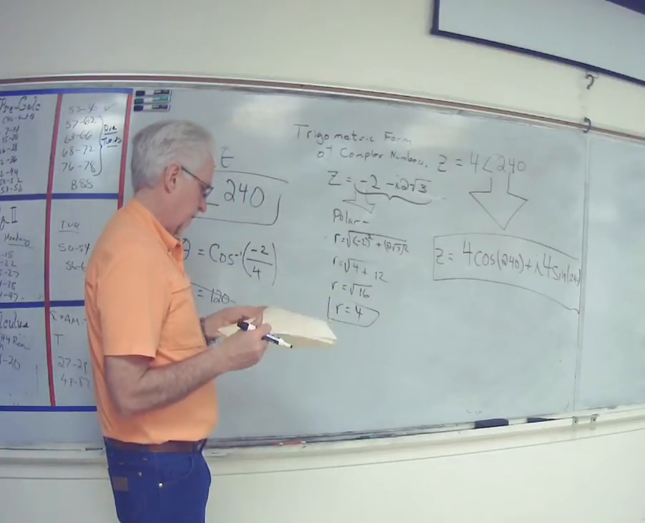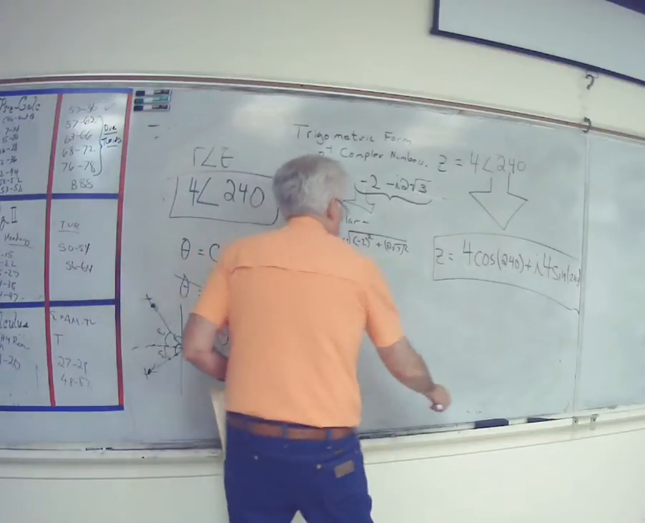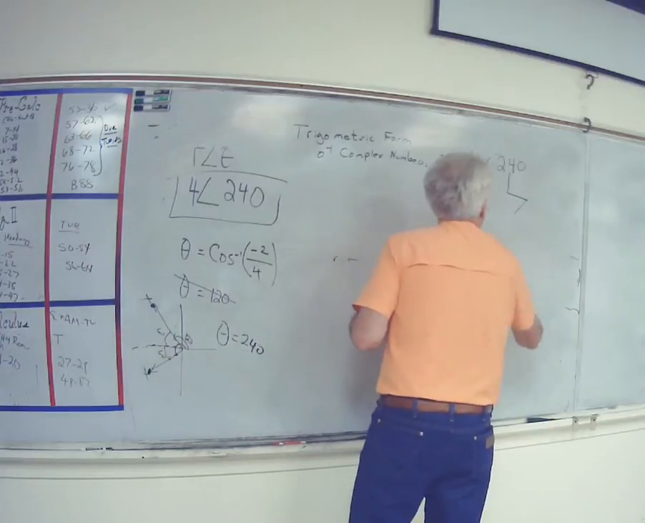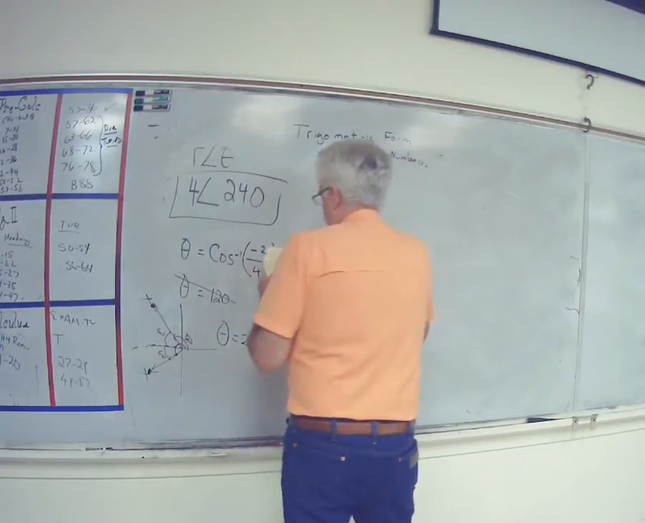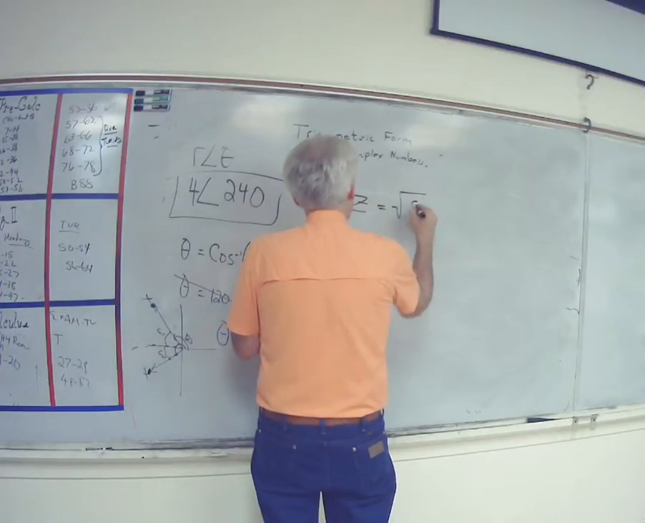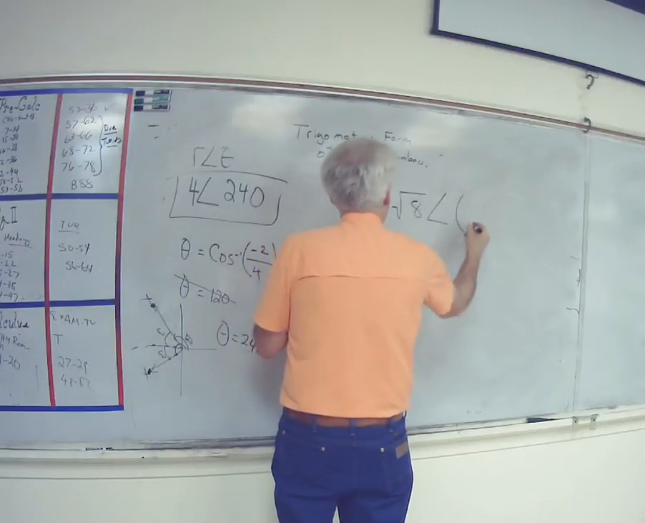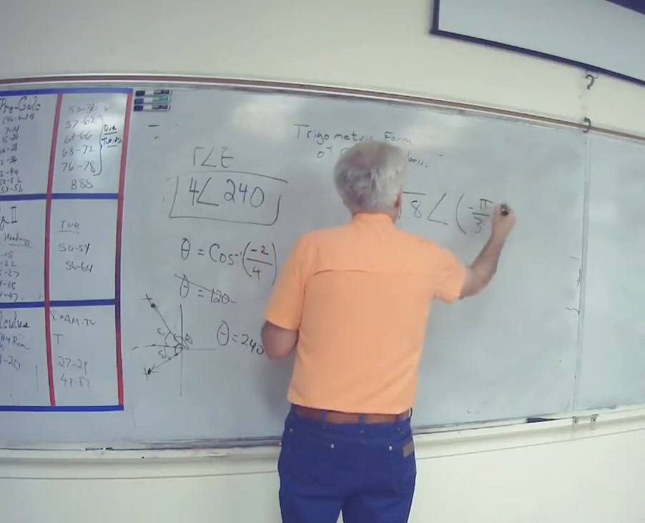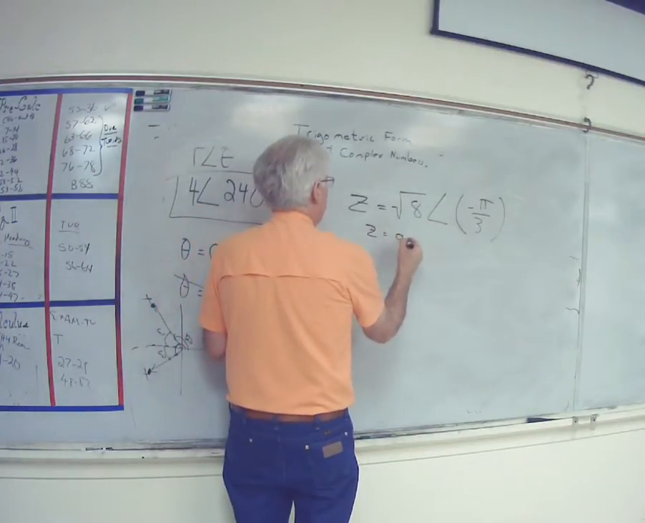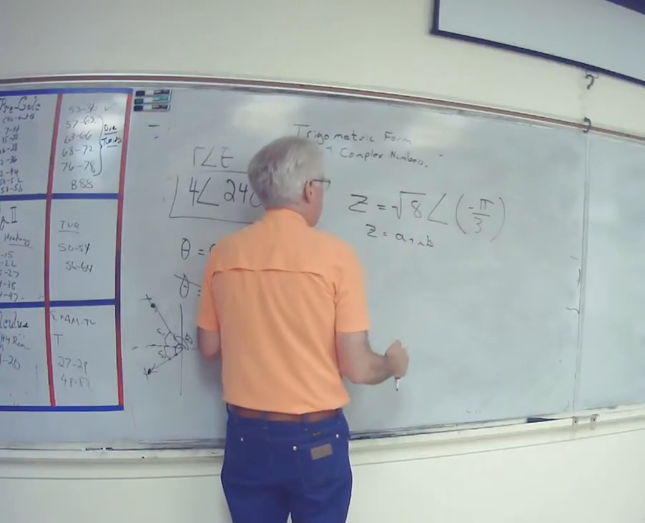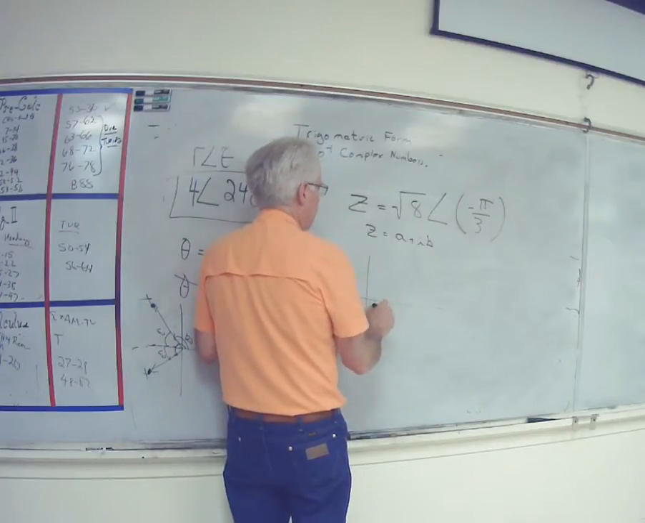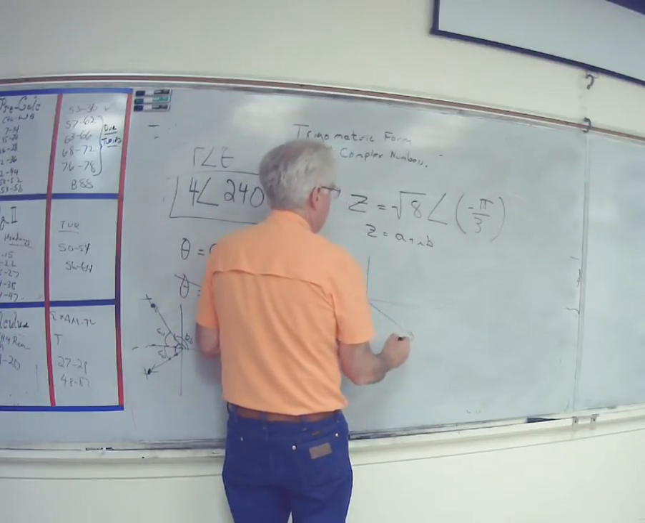So let's work a couple more problems. Let's go the other way. So let's say I have Z is equal to the square root of 8 at an angle of minus pi over 3. Now I want to go to where I have Z is equal to A plus iB. So what would be a good thing to draw? The triangle, right? Minus pi over 3 would be like this, right?